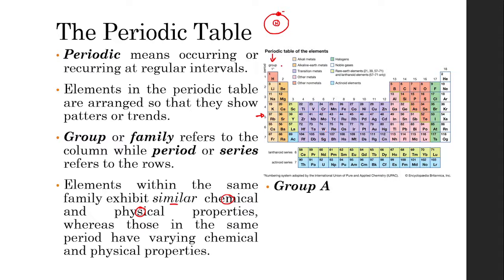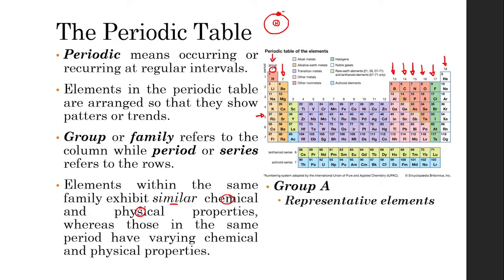Group A is composed of group 1, group 2, group 13, which we also call group 3, group 4, group 5, 6, 7, and 8, which are all what we call group A, and we call these representative elements. That is because depending on their group number, this actually tells you how many valence electrons are on their valence shell. Again, I hope you remember what valence is. Valence is the outermost shell of the electron.